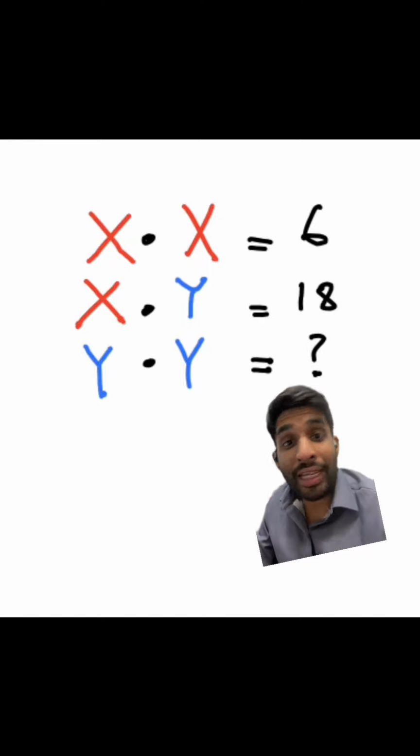Can you solve this problem in less than 30 seconds? We know that x times x is 6 and x times y is 18. But what is y times y?